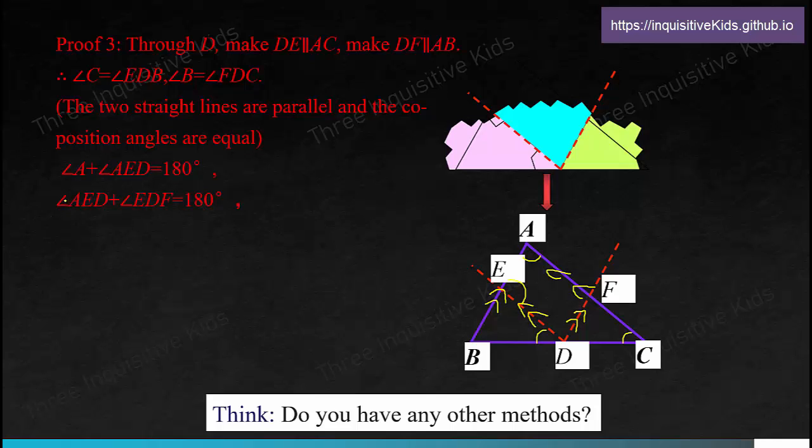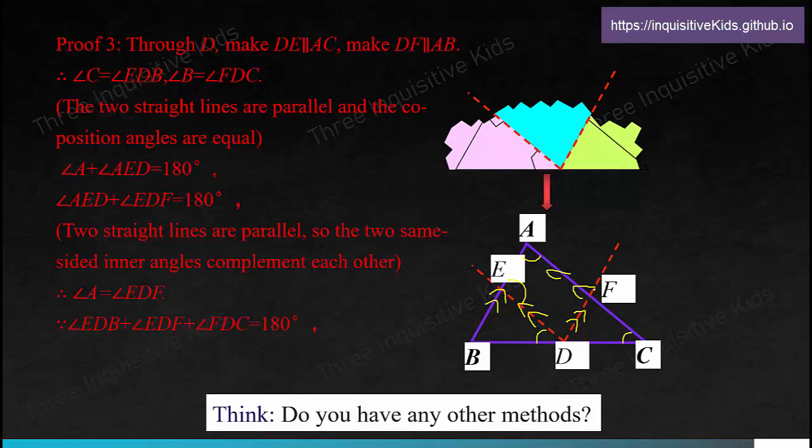Then angle AED plus angle EDF is equal to 180 degrees as well. Same concept. So angle A is equal to angle EDF, which means angle EDB plus angle EDF plus angle FDC is equal to 180 degrees. So angle A plus angle B plus angle C is equal to 180 degrees.